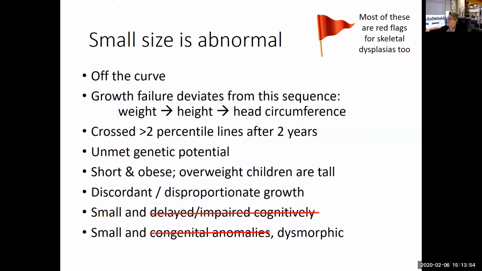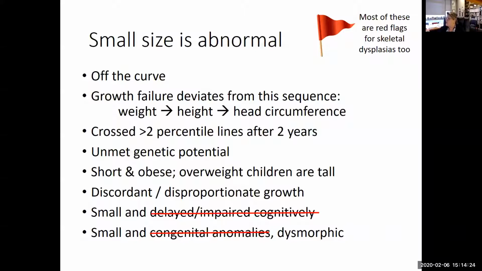So if you deviate from that sequence of weight, height, then head circumference falling off, that's just another little red flag to look a little further for a different cause for that person's abnormal growth. A person who might cross over 2 percentile lines after 2 years, and I mean the large percentile lines, so 5th, 25th, 50th, 75th, 95th. Unmet genetic potential, which we just talked about, not meeting the potential that you would expect from the parental height.